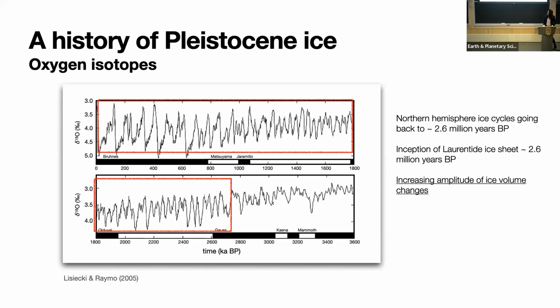And so ice sheets in the Northern Hemisphere, as I've mentioned before, nucleated around 2.5 million years ago. And this is basically the mark of the Pleistocene. And what you see across the Pleistocene is an increasing amplitude in these ice ages as we move towards the present.